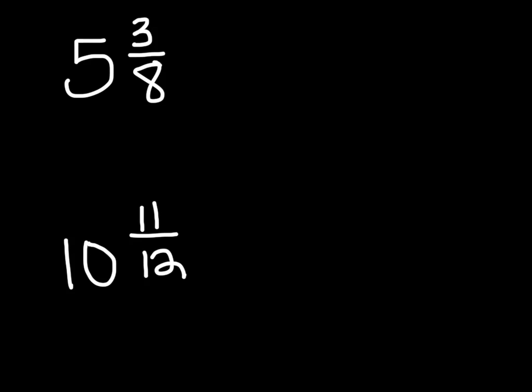Here are 2 more examples of converting mixed numbers to improper fractions. First thing you do is multiply your denominator by your whole number. 8 times 5 is 40. Add your numerator, plus 3 would be 43. And your denominator always stays the same, so 43/8.